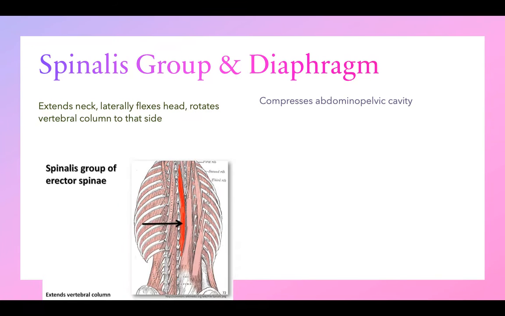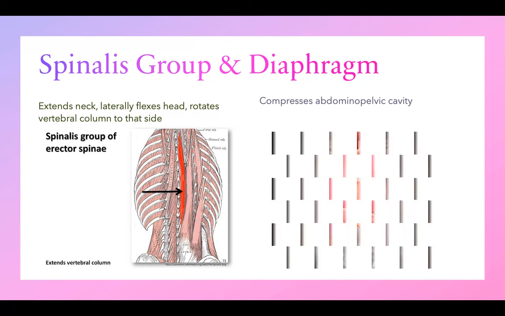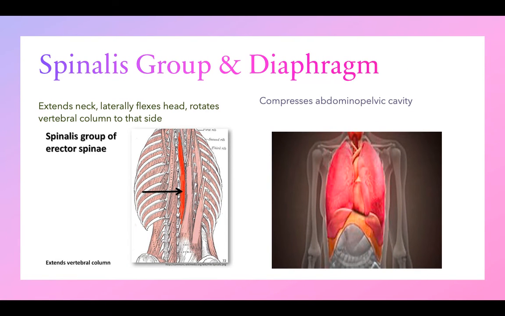Next is the spinous group, which extends the neck, laterally flexes the head, and rotates the vertebral column to that side. The arrow pointing to the left on that picture shows you where it's located. And then the diaphragm, which compresses the abdominal pelvic cavity. Everything in red on the picture to the right shows you exactly where that's located.